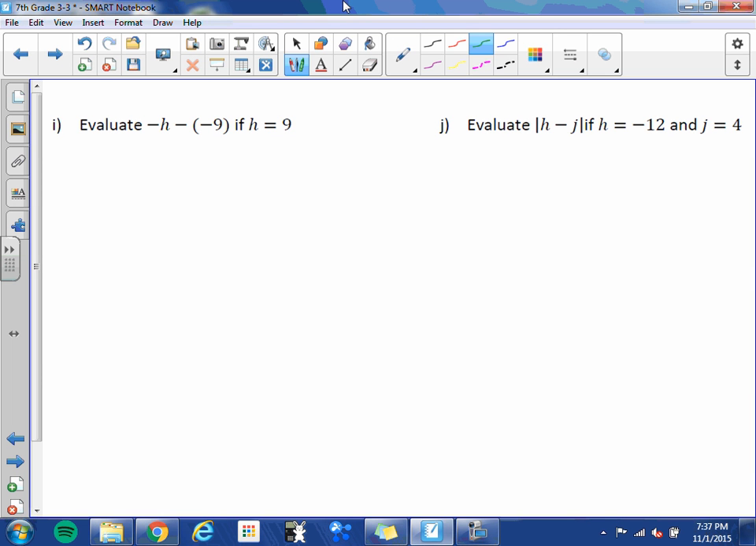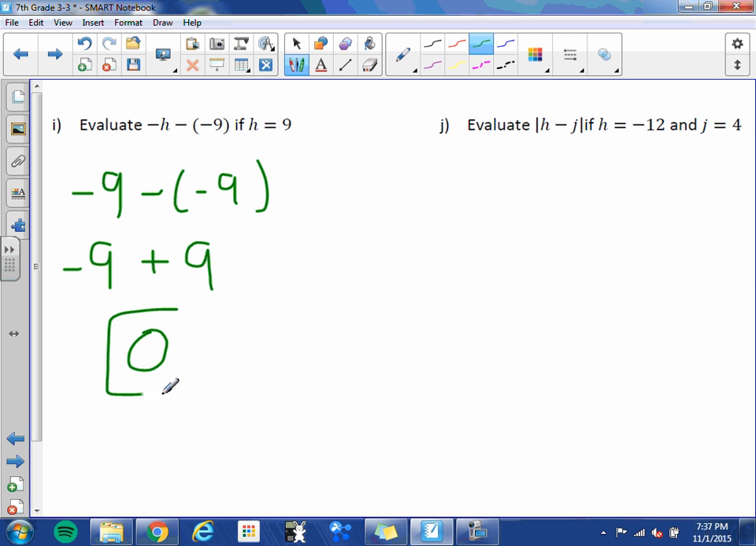Evaluate negative h minus negative 9 if h equals 9. Bring down the negative in front of that h. For h, I'm plugging in 9, and bring down the rest of this problem. I will not subtract. I will add the opposite. They have different signs, so subtract. 9 minus 9 is 0. And with 0, it's neither positive or negative, so it just stays simple 0.